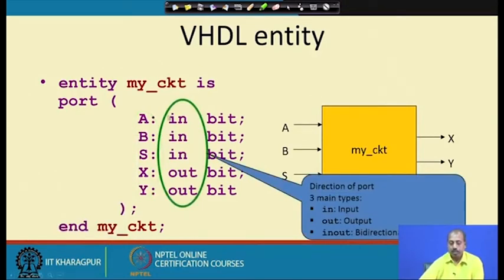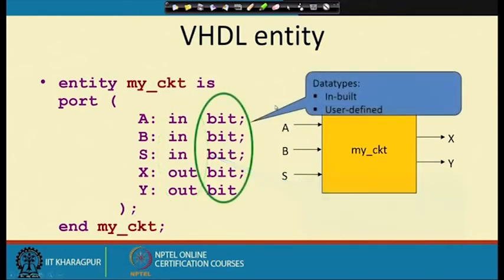Then the next part is the direction part. In and out are directions. There can be three main direction types: in for the input, out for the output, and inout for the bidirectional. Then comes the data type. These are the data types, and all of them are bit.